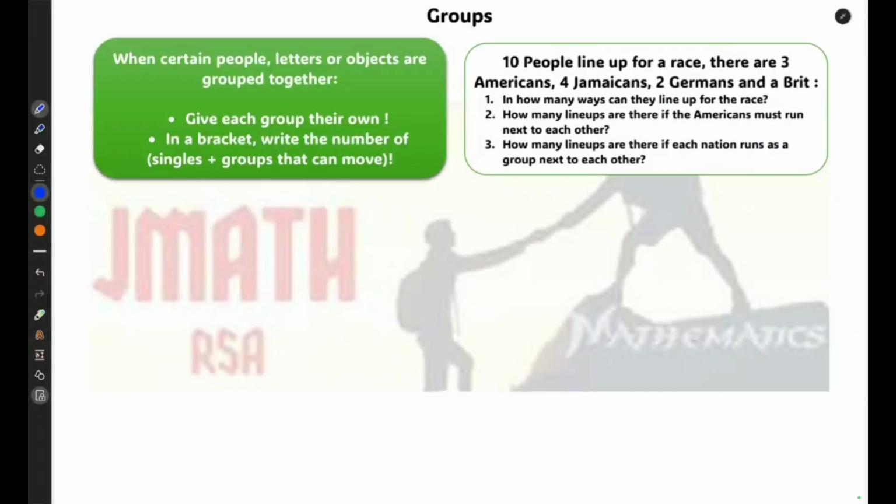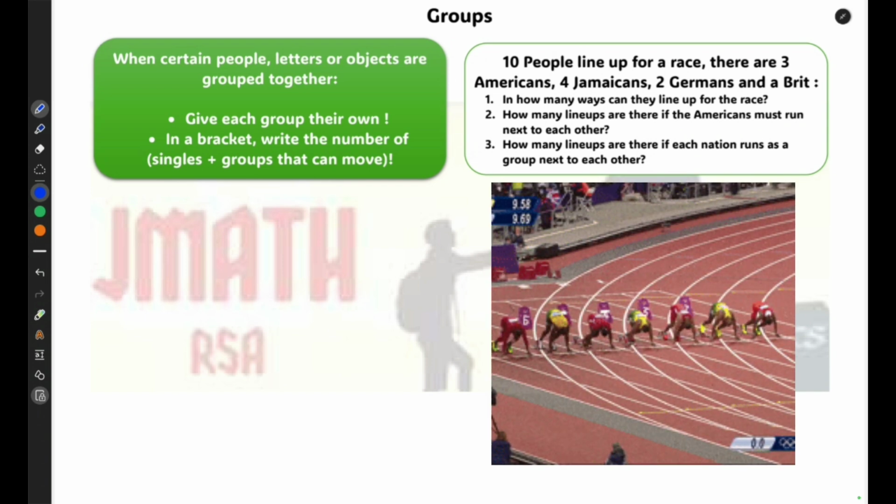In this video, we're going to look at the counting principles, but if there are certain groups that need to be together or that need to not be together, you'll see at the end what I mean. Let's do this question, and then I'll explain as we go along. Otherwise, it's going to sound too complicated. 10 people line up for a race. There are 3 Americans, 4 Jamaicans, 2 Germans, and 1 Brit, from the UK. In how many ways can they line up for a race?